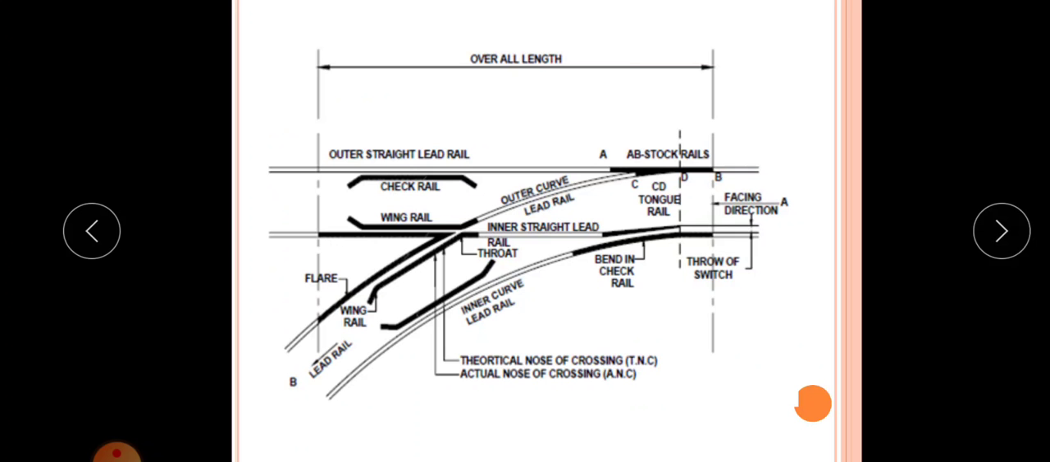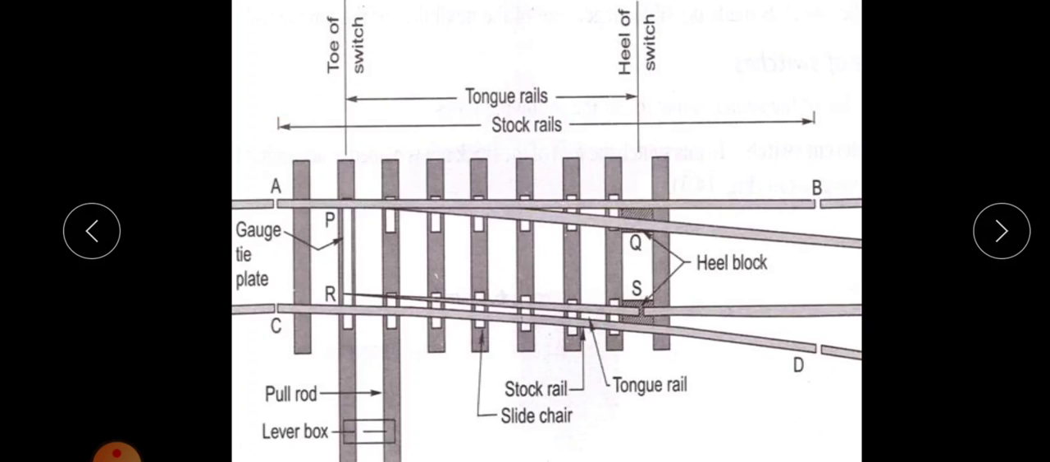There is another figure showing a tongue rail. From this figure it is clear that it is tapered to a thin section here. This tapered end will be the toe, and the thicker end will be the heel. So that's about stock rail and tongue rail. And the next component is a pair of heel blocks.